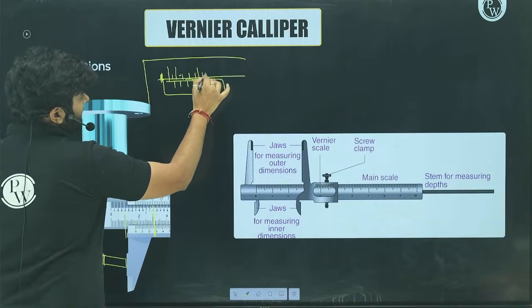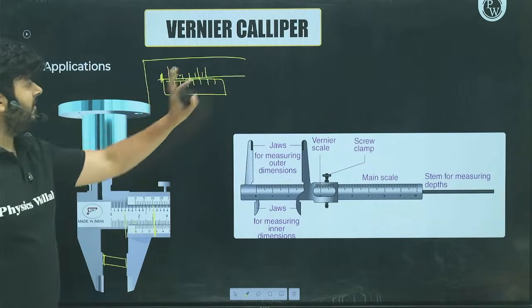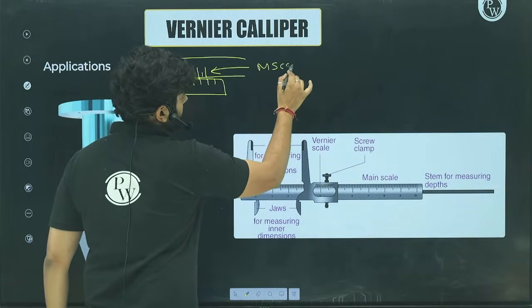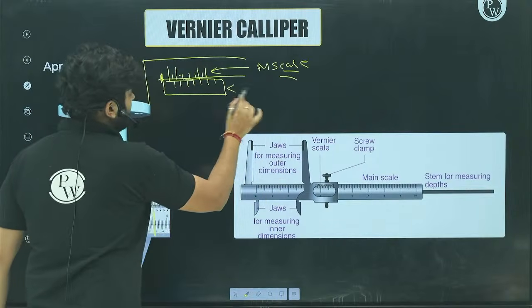Okay, just like this. I'm drawing it randomly. So these are the vernier scale, main scale markings, right? These are the main scale markings. Main scale markings, right? And this is the vernier scale, right?